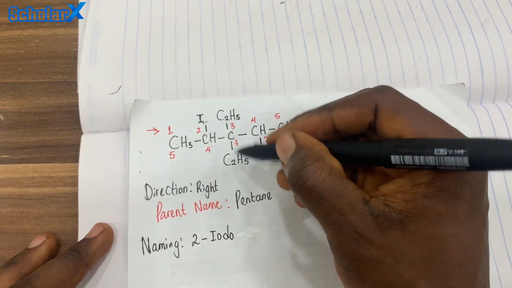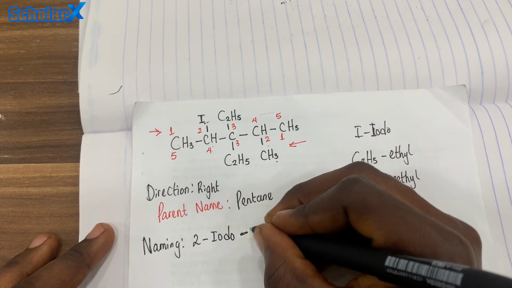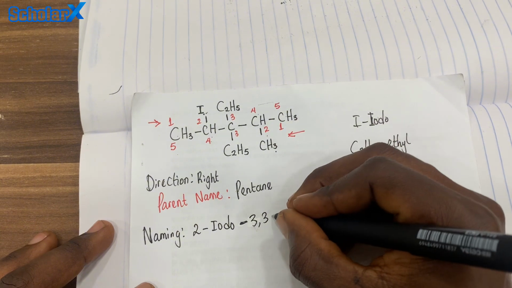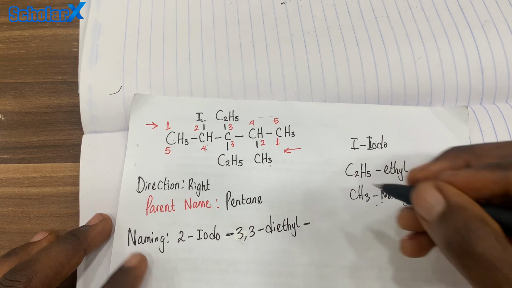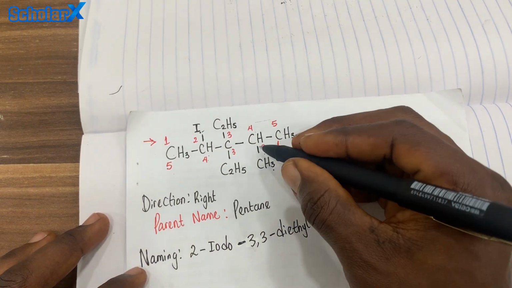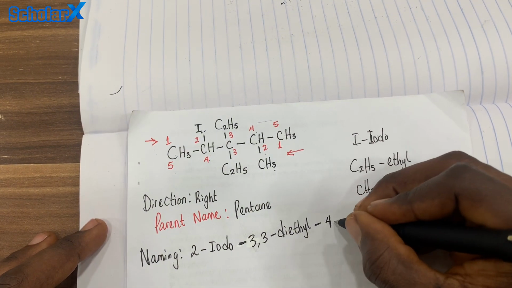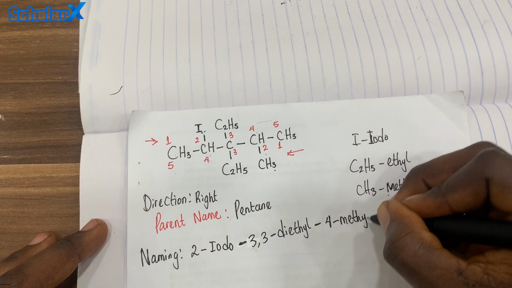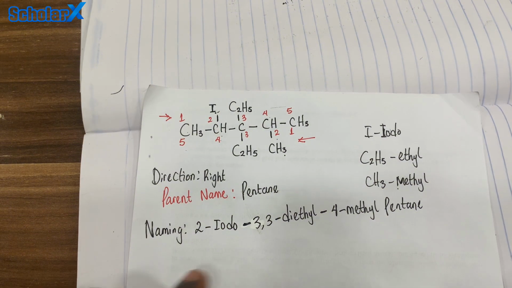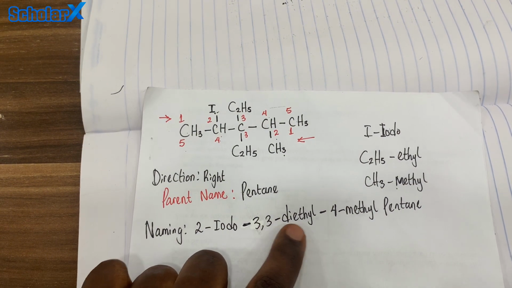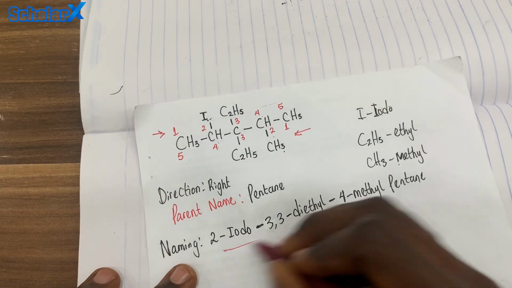And we have 2 of it, and they are both on what? The third carbon. So that's going to be 3 what? Diethyl. All right. Then what? Now, followed by methyl. That is, methyl now is on the what? Fourth carbon. All right. So that's going to be 4-methyl pentane. All right. So the naming of this organic compound is what? 2-iodo, 3,3-diethyl, 4-methyl pentane. All right. So this is the answer to this.